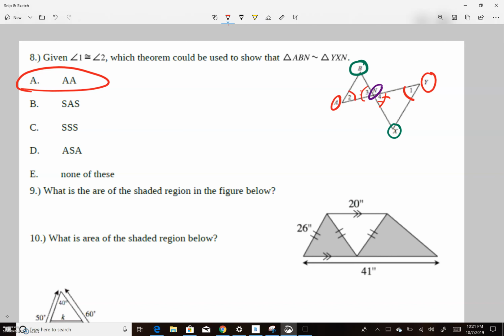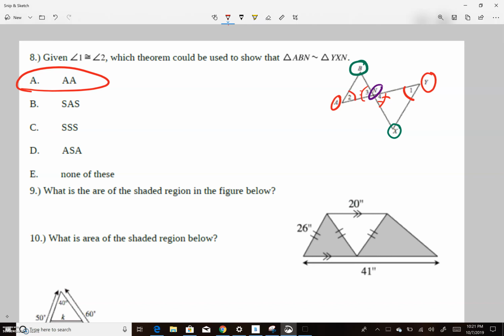Area of the shaded region in the figure below. And it's kind of below and to the right. So we just want the shaded parts. What I feel like we are going to do is find the area of the whole trapezoid and then subtract out the area of the white part, and that should leave us with the area of the shaded parts.